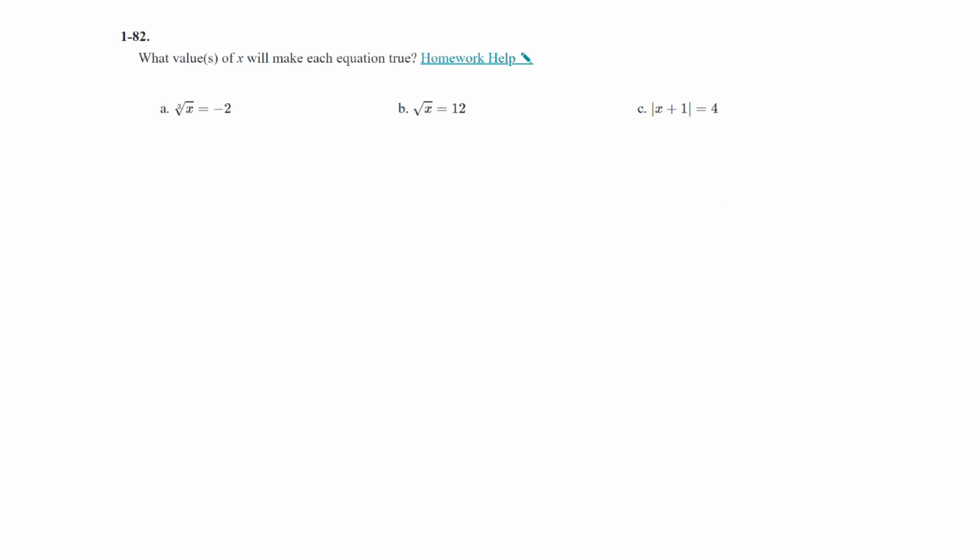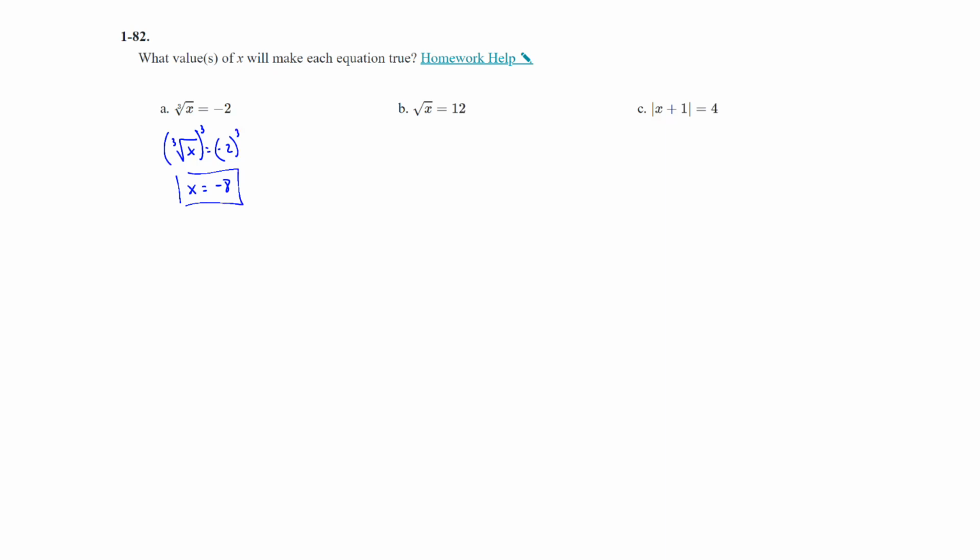Question 82. What value or values for x will make each equation true? We have the cube root of x is equal to -2. You can just think about this and figure out what values of x you need to plug in. Or if you want to solve it algebraically, because we are taking the cube root, the inverse of that is to cube both sides. If you cube the cube root, it cancels it out, and negative 2 times itself 3 times would be negative 8. Obviously you can plug that back in to check to make sure it works. Is the cube root of negative 8 negative 2? The answer to that is yes.